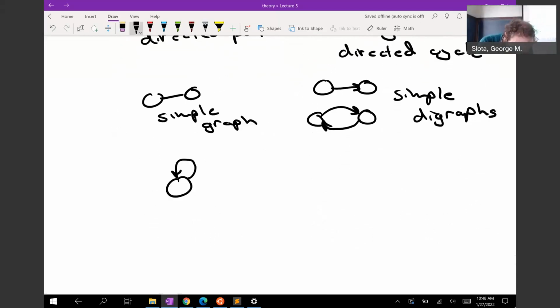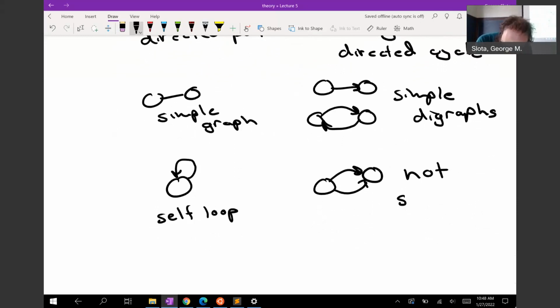I also have the notion of a self loop. And so this is not simple, underline the "not" for emphasis, because now we have two edges going from U to V, no edges going from V to U. Then considering directionality, not a simple graph.